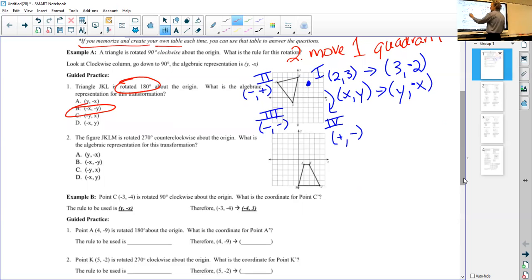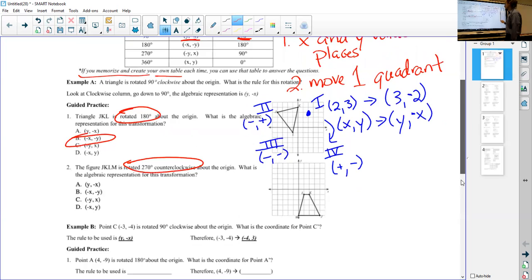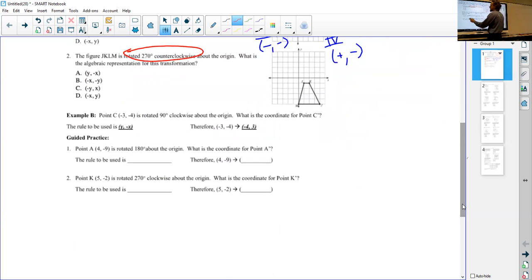Okay, next one. 270 degrees counterclockwise. What is the rule? So go back to the table. 270 counterclockwise is y negative x. So we pick y negative x. Nothing to it.